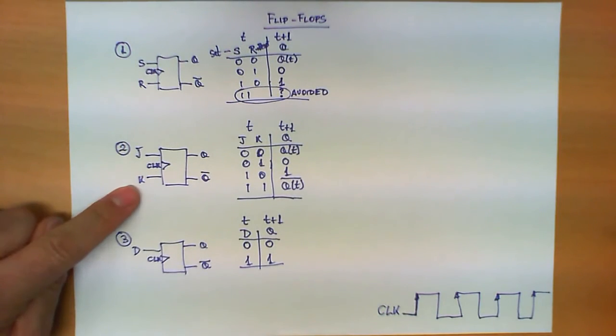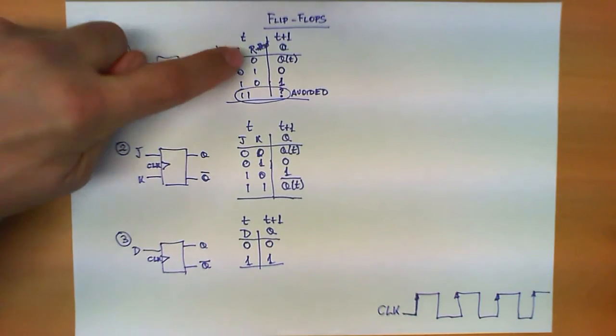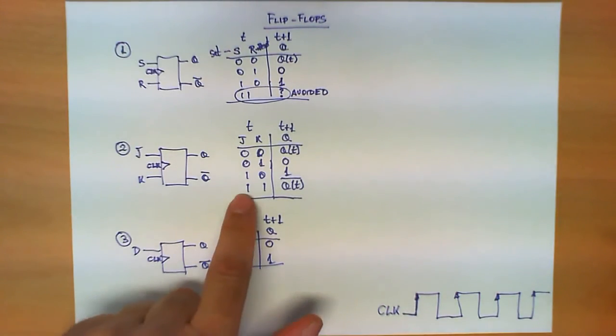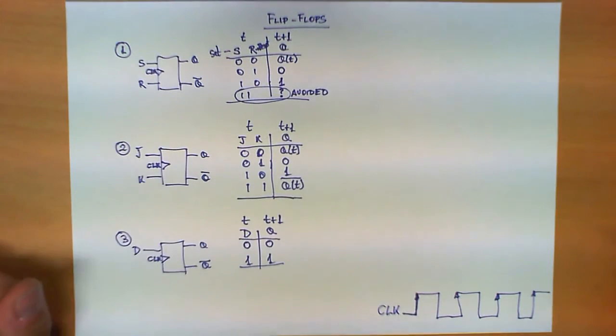And the JK flip-flop is very easy to remember because J is the equivalent of S, K is the equivalent of R, with the exception now that when both of them are 1, the output changes its value. It becomes the opposite value as before.